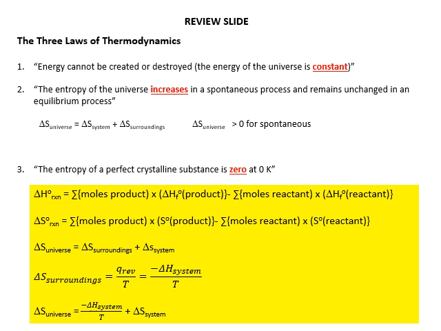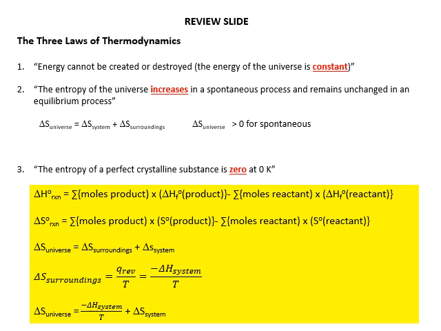Let's review the laws and formulas that we've seen so far. We've talked about 3 different laws of thermodynamics. The first law, energy cannot be created or destroyed, which is another way of saying that the energy of the universe is constant. The second law states that the entropy of the universe increases in spontaneous processes and remains unchanged in equilibrium processes. So the entropy of the universe is increasing. And finally, the third law of thermodynamics, the entropy of a perfect crystalline substance is 0 at 0 Kelvin.